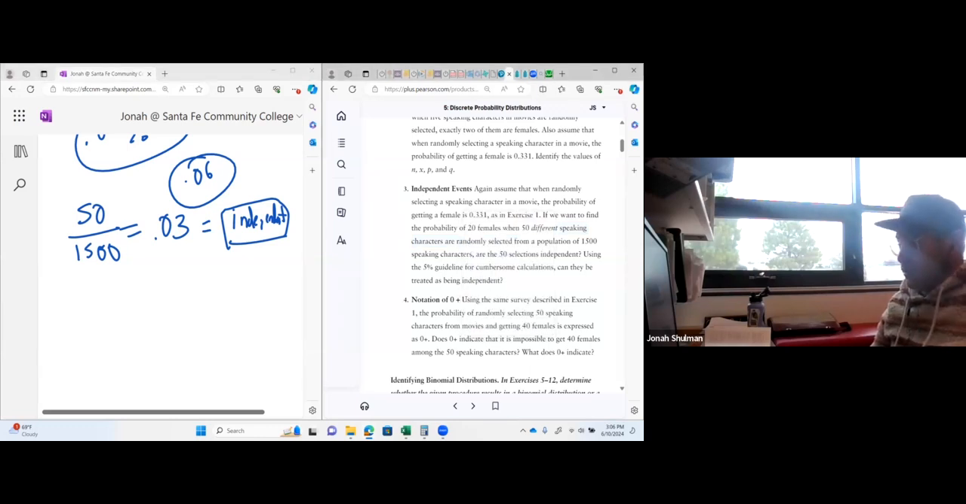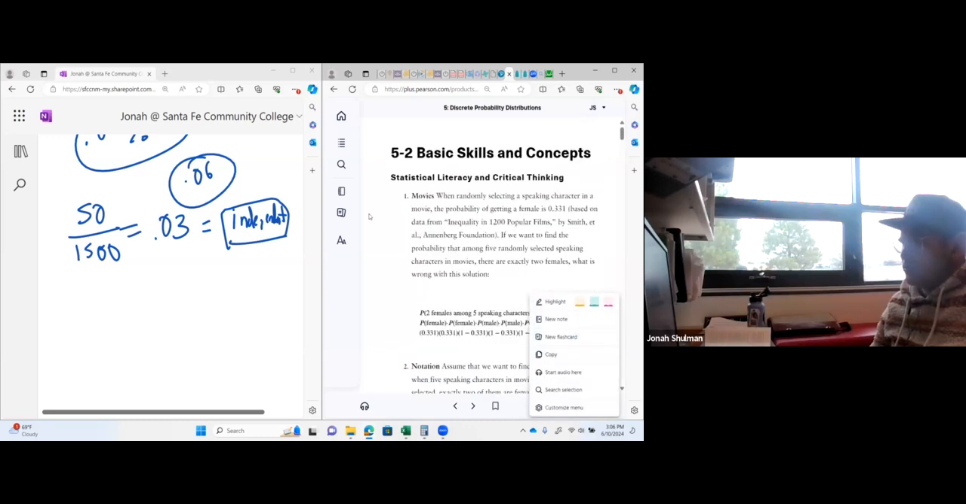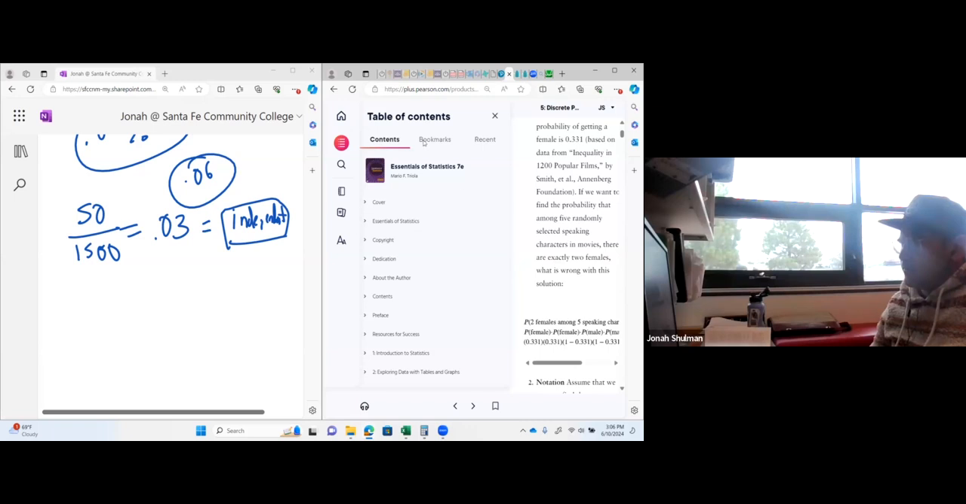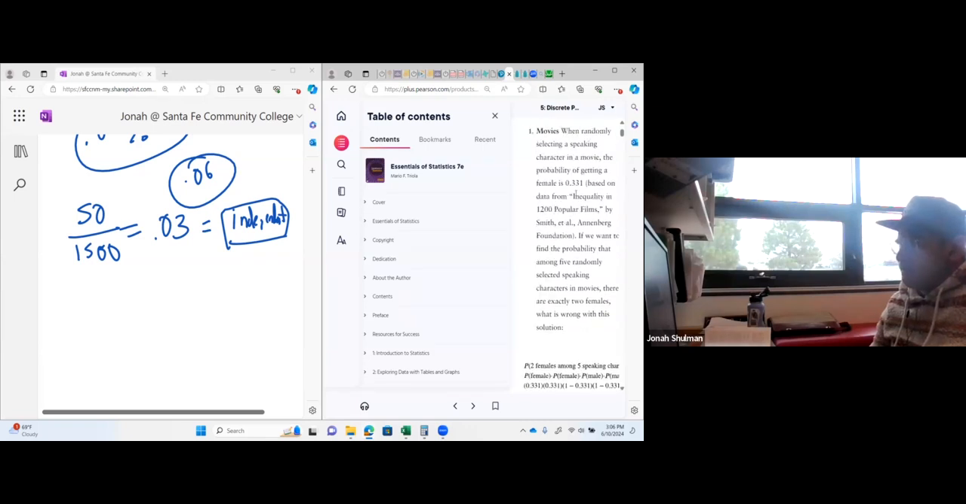Let's look at 4. Using the same survey described in exercise 1, the probability of randomly selecting 50 speaking characters from movies and getting 40 females is expressed as 0 plus. Does 0 plus indicate that it's impossible to get 40 females among 50 people? What is the 0 plus? Let's see.